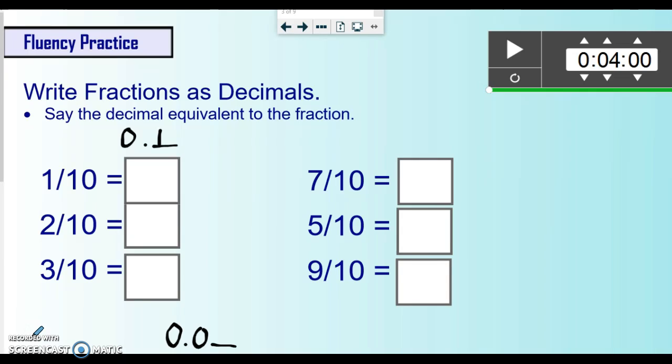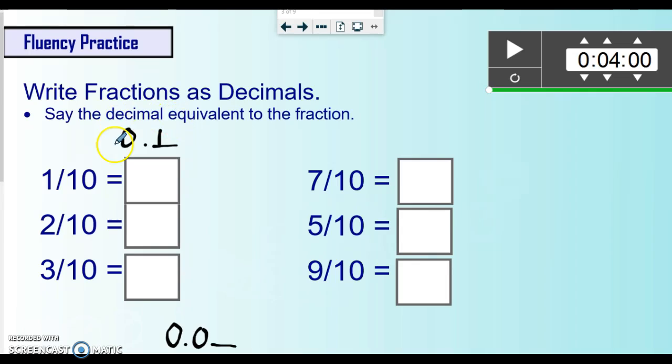So to get our brains moving right now, we're going to write fractions as decimals. This was a fourth grade concept that you learned. So just as a reminder, I'm going to do the first two with you, and then I'll give you a couple seconds to do the last four on your board, and then I'll reveal the answers.